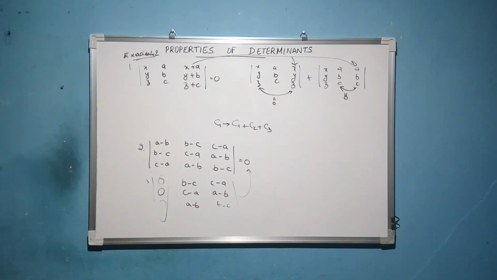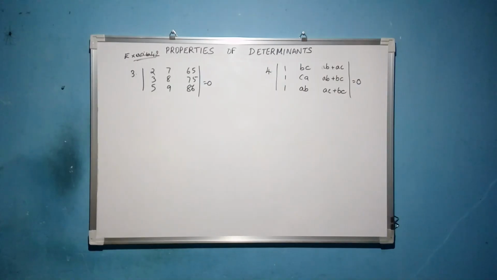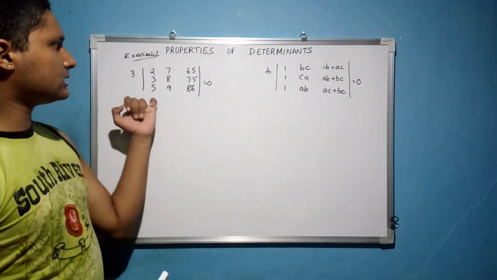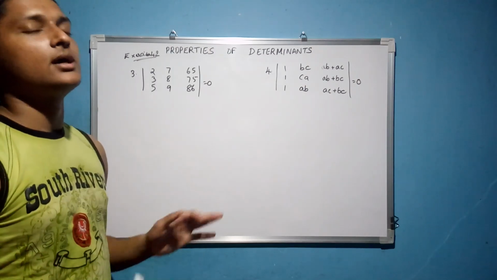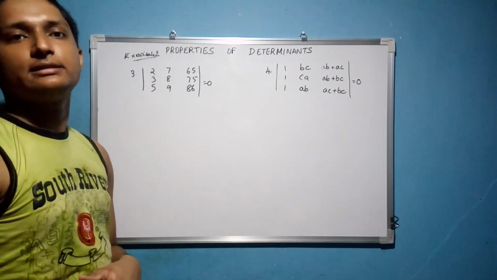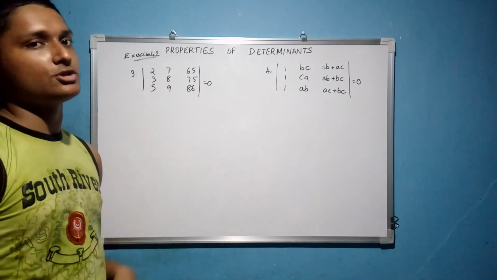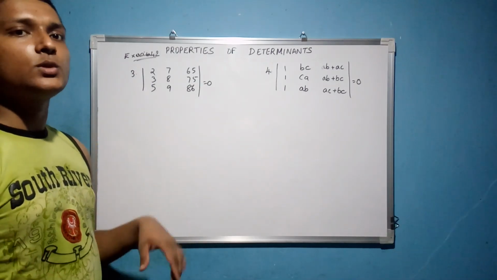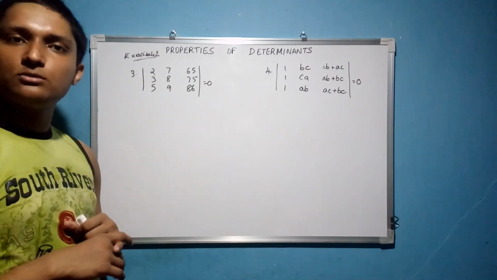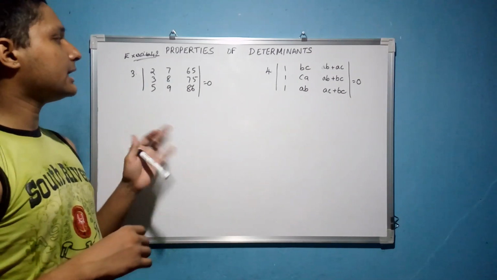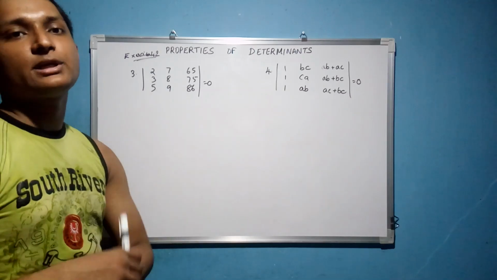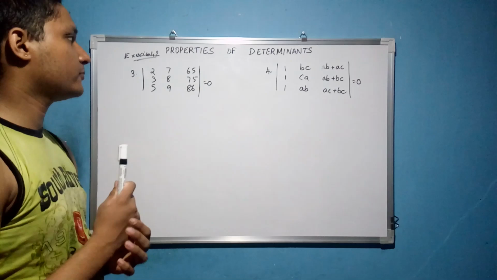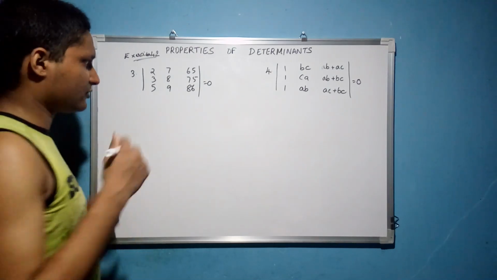Okay, moving on to the third question. Now we have the third and the fourth question. These two are very simple, I think. The third question is all about numbers, but you are not allowed to expand. Without expanding, you need to use the properties and show that it is equal to 0. If it has to be equal to 0, either two of the columns should be equal, or all the elements of a particular row or column should be 0. So we need to do something for this.